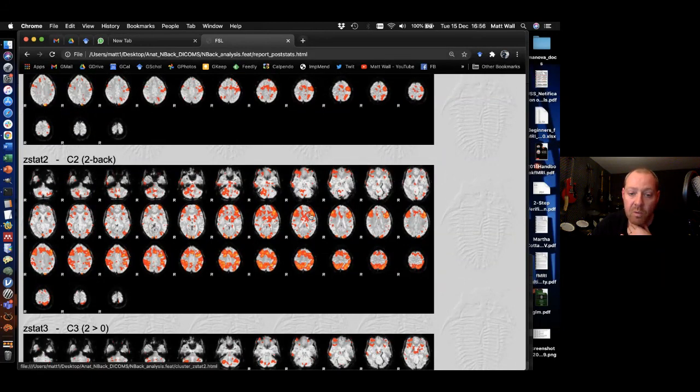And here we are in the hard version of the task. We see much more brain activation generally. Big clusters around the dorsolateral prefrontal cortex. This is where they're really taxing their working memory. They're really trying hard to remember the last two things in the sequence. Other parietal working memory areas also coming in.